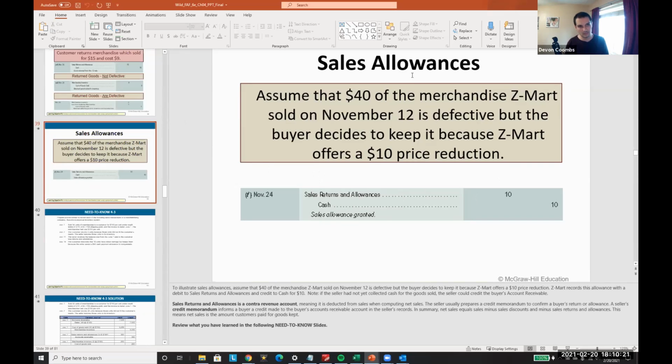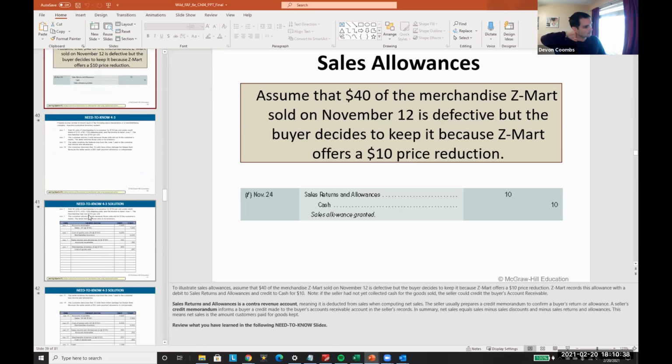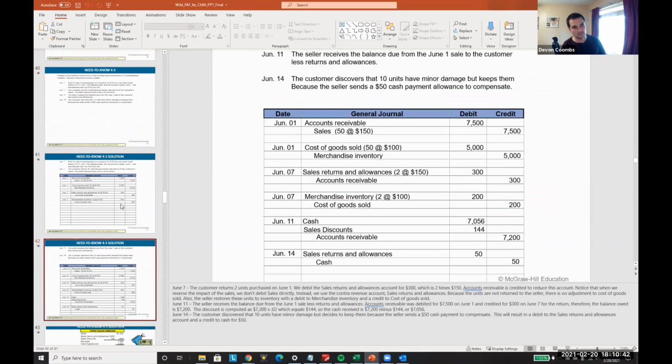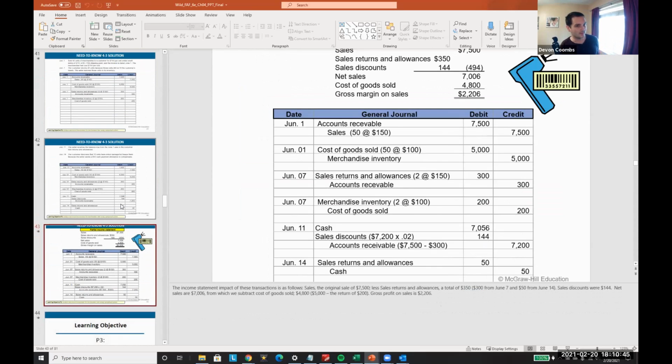And same thing here. The question here is, what if we just offer a price reduction in order to keep some of the defective product? We'll just treat it like a discount, right? We just reduce our sales, give them back cash. Debit sales allowances, debit the sales account, credit cash. And here's another example, which I'll save for the next section of class for whoever wants to go over it.